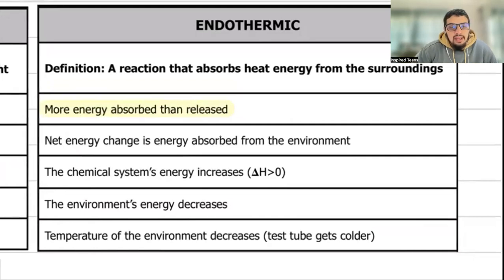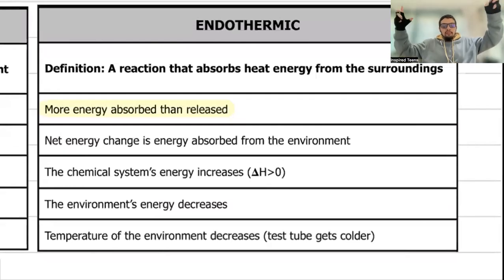And the net energy change is the energy absorbed from the environment. And the chemical system's energy increases, delta H is greater than 0. We'll go through that in a bit more detail in the next part. Okay, and the environment's energy decreases. That makes sense because we took heat from the environment.